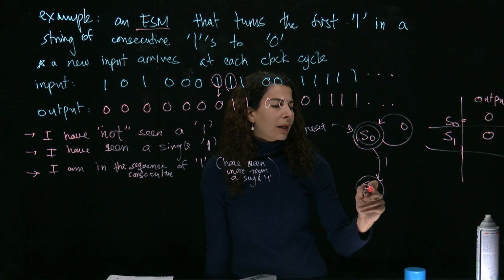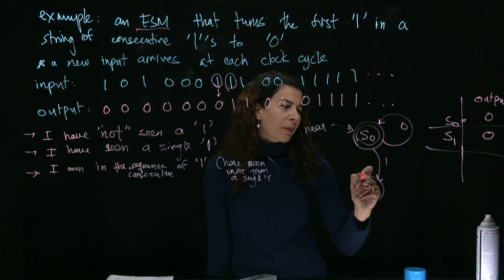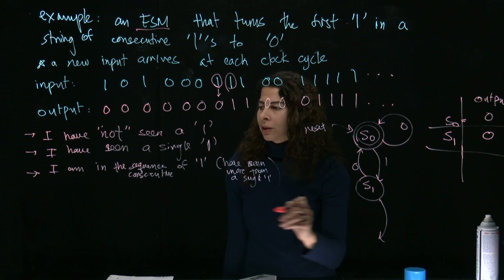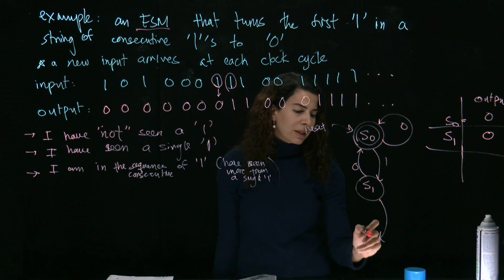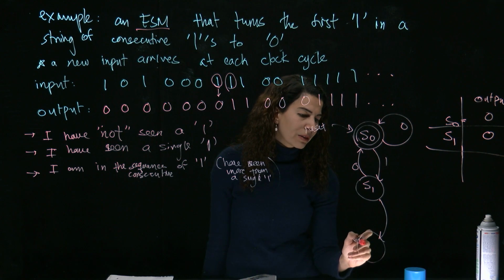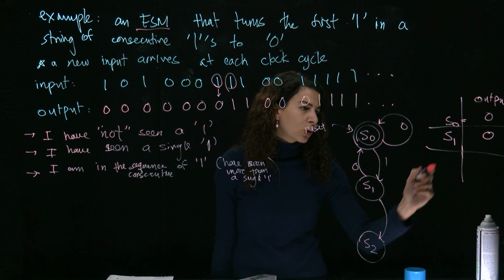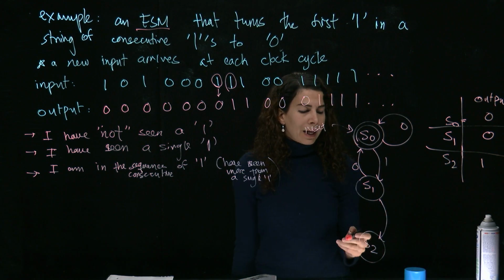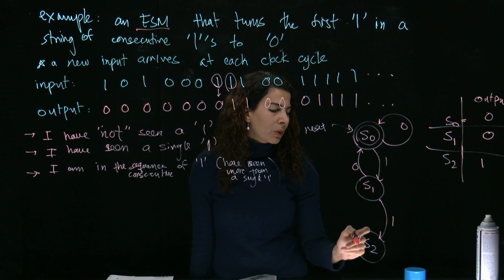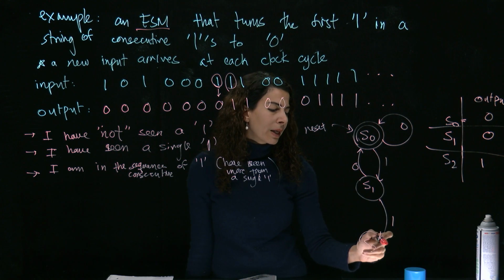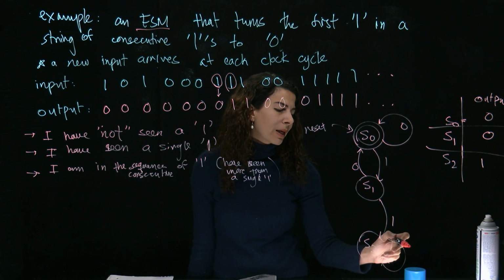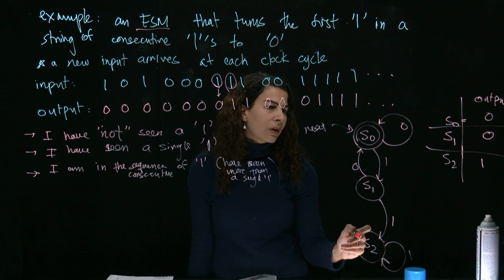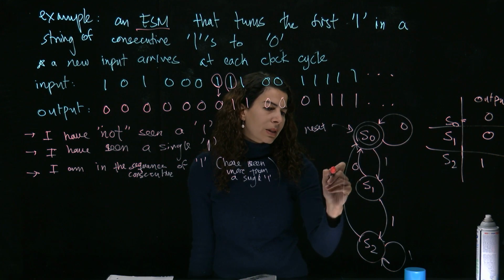But then if I get a 0, I'm going to come back to the state. But if I get a 1, I go to this third state where I'm in a sequence of ones. So this is basically S2. And if this is the case, my output will be 1. And here, what happens if I get a 1, I'm going to stay in this state. But if I get a 0, I'm going to go back to the state.